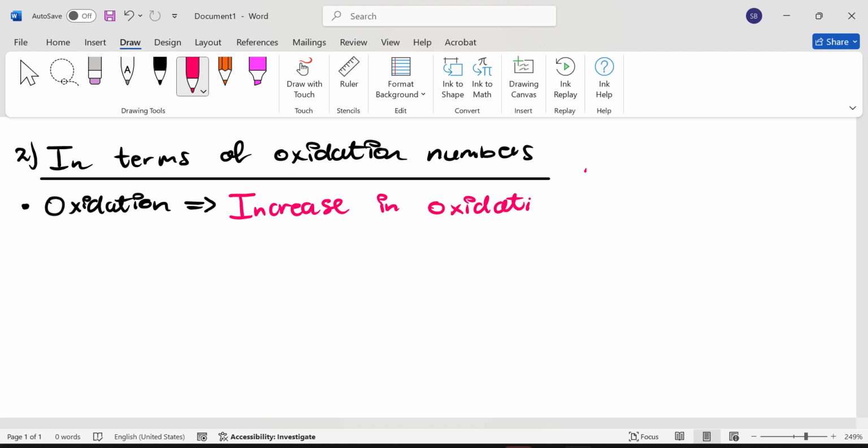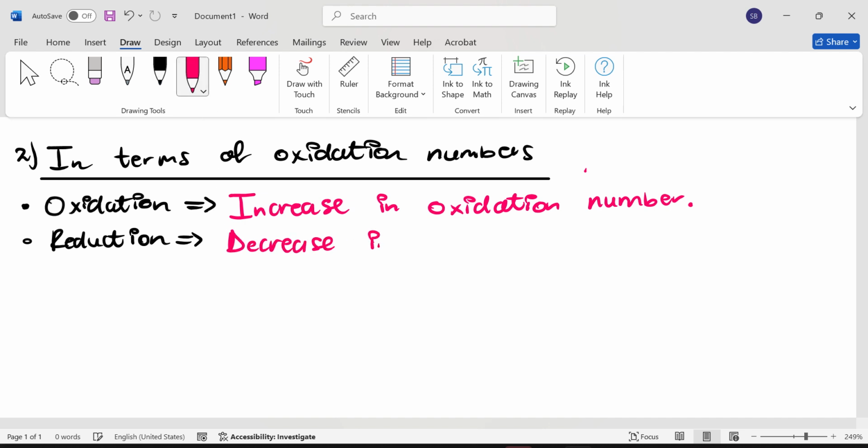So I just wanna get all the definitions out of the way, and then we're gonna get to the nitty-gritties of this entire topic. So oxidation is an increase in the oxidation number, and reduction, what do you think reduction is? You guessed it. Reduction then will be the decrease of oxidation numbers. So when we talk about a decrease in oxidation numbers, we talk about reduction.